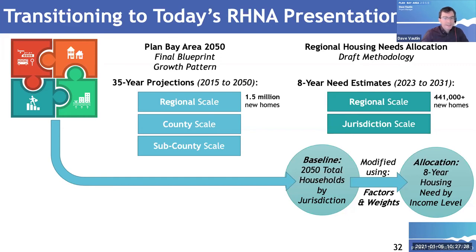But of course, Plan Bay Area 2050 data is really just one piece of the puzzle. That is a starting point upon which factors and weights shift around the allocations. And I know Gillian's going to talk about this more. So I'm going to turn it over to her to share how the final blueprint data was integrated into the draft RHNA methodology in December and what it means for jurisdictions across the region. Gillian?